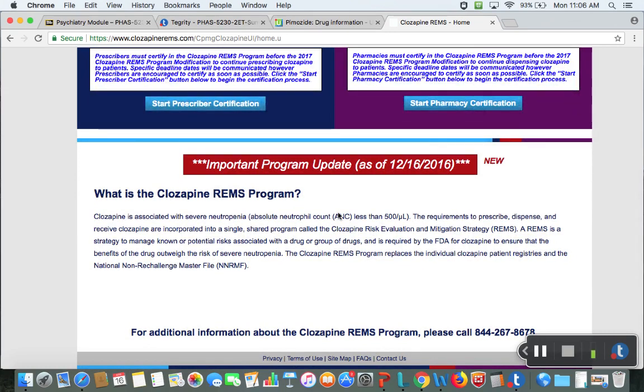And then there is the update as of 2016. It just says, what is a Clozapine REMS program? It's associated with severe neutropenia, which you just learned about. Requirements to prescribe, dispense, and receive Clozapine are incorporated into a single shared program called this website. This is supposed to keep track of the patient, and no matter what physician they go to, and no matter what pharmacy they fill at, this website or agency will notify you.